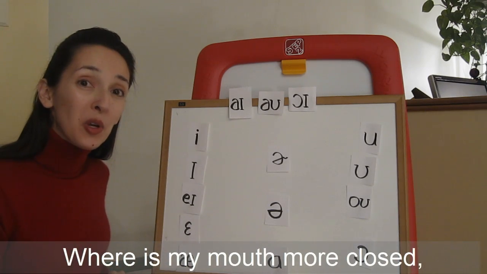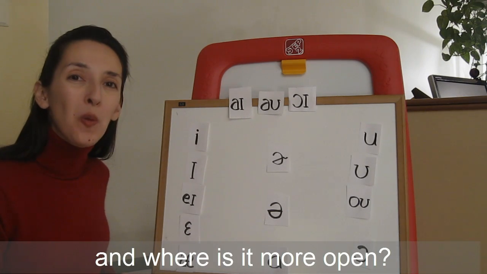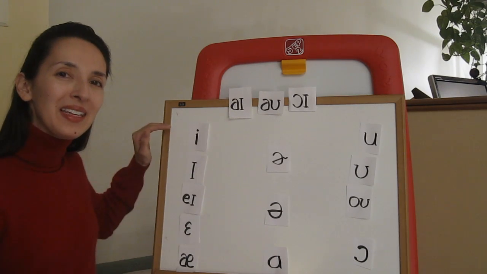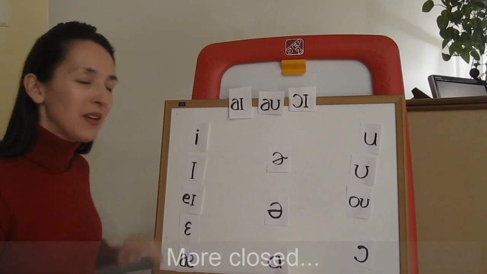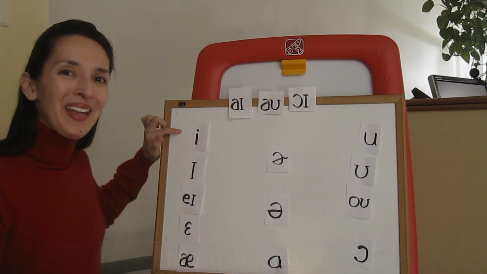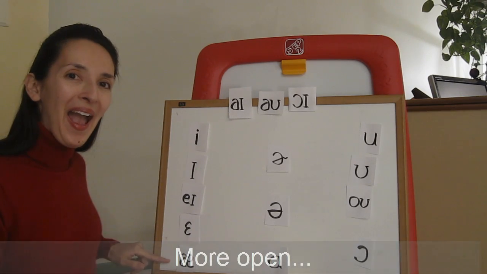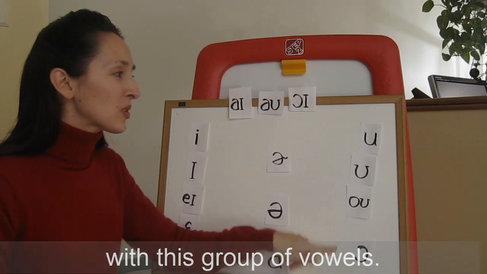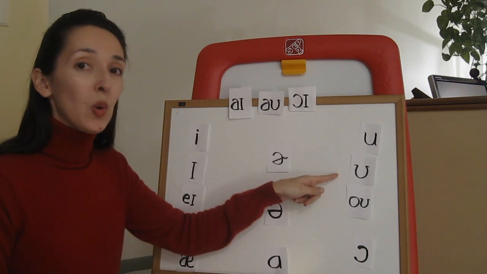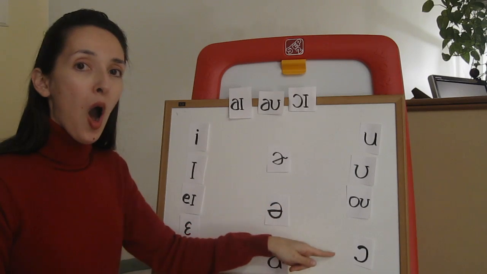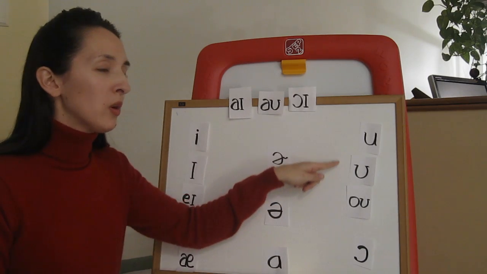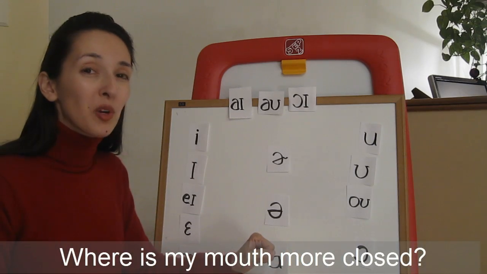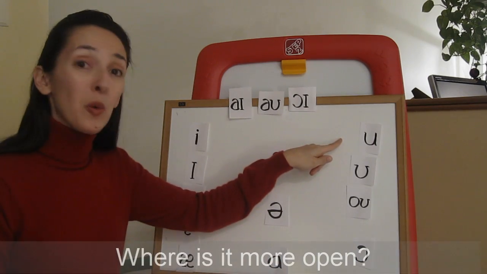Where is my mouth more closed and where is it more open? E, A. E, A. More closed, E. More open, A. Let's do the same thing here with this group of vowels. U, O, A. U, O, A. Where is my mouth more closed? Where is it more open?